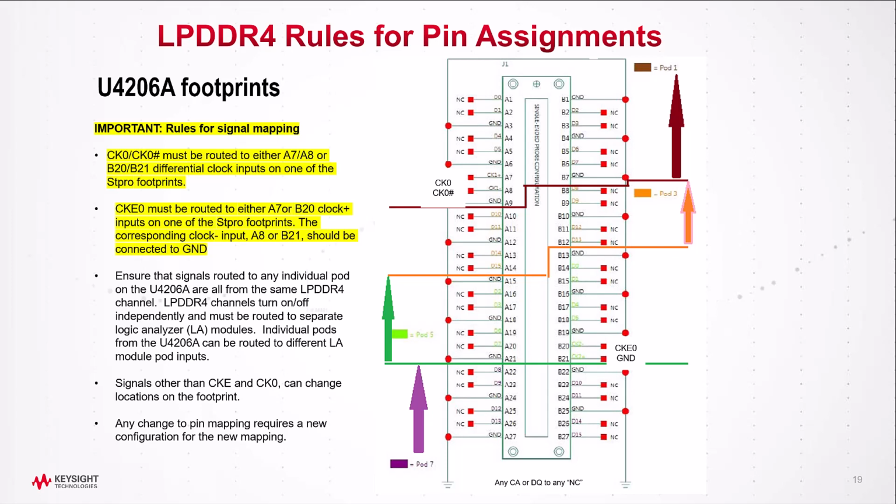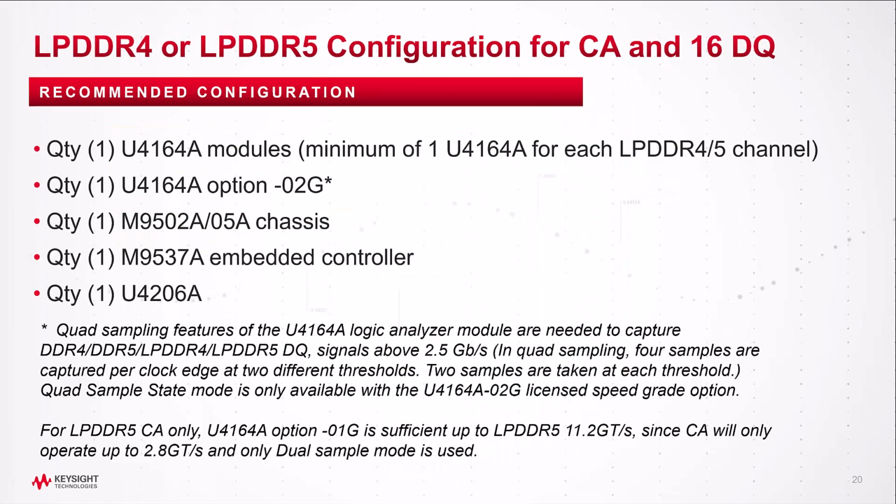Anytime you change pin mapping, you need to make a new configuration for your footprint. Recommended configurations. For LP5 or LPDDR4, a configuration for CA and 16DQ, you'll need a minimum of one U4164A module with option O2G for each LPDDR4 or 5 channel that you want to probe simultaneously. You need at least one M9502A or M9505A chassis. We recommend an embedded controller and at least one U4206A cable, and that would be per channel.